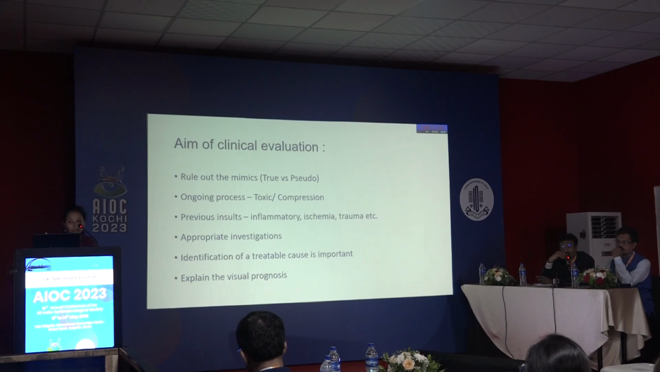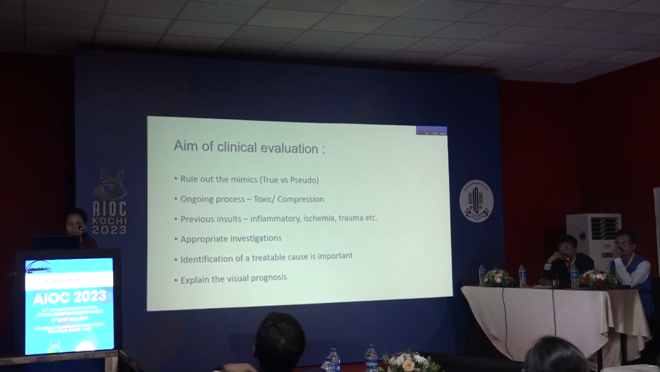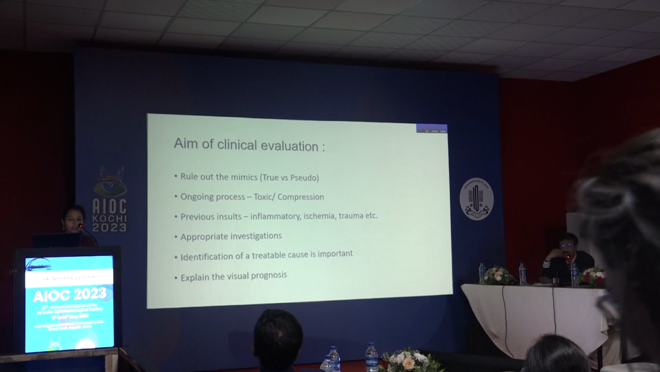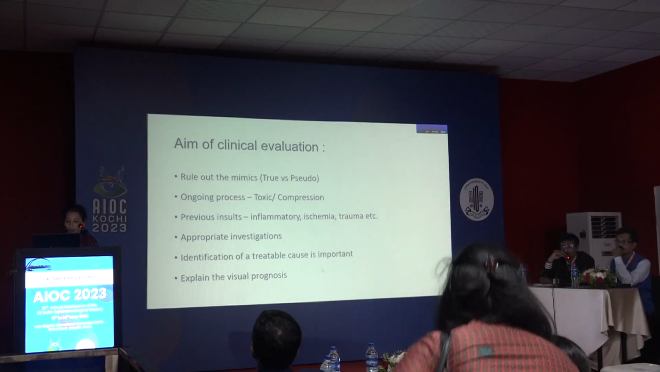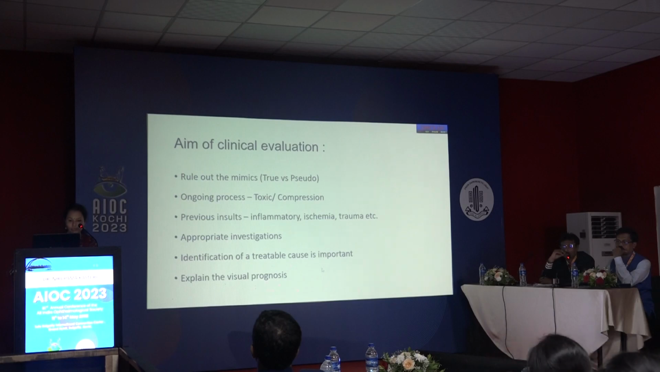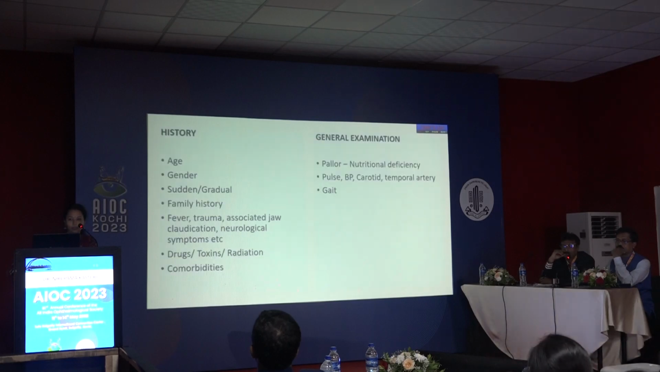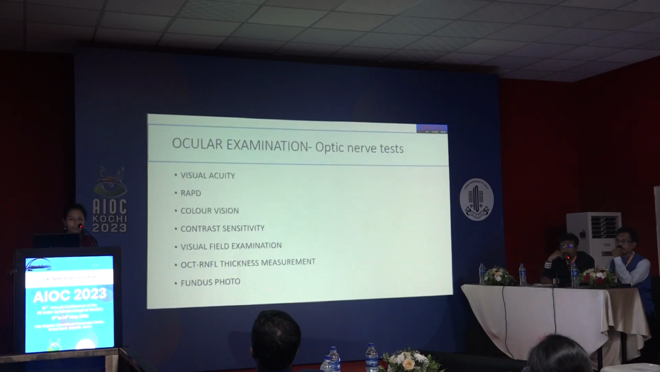So a patient may even forget the previous history of the accident, but then you have to recheck and confirm the diagnosis that it was a traumatic optic neuropathy. Then we need to order the appropriate investigations and also explain the prognosis to the patient. So a careful history and examination is important to identify the etiology.